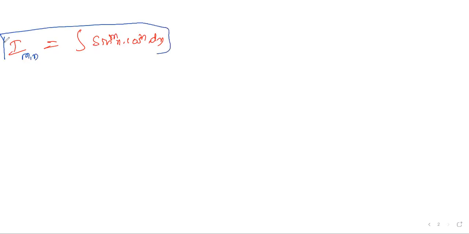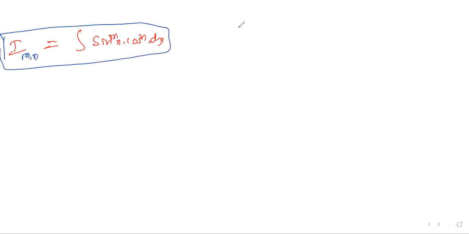Let us take a question. It is the integration of sin^m x into cos^n x dx. So the question is I. The interesting thing here is that we write it as I(m, n), m comma n, so I'll write it that way. The question is this.